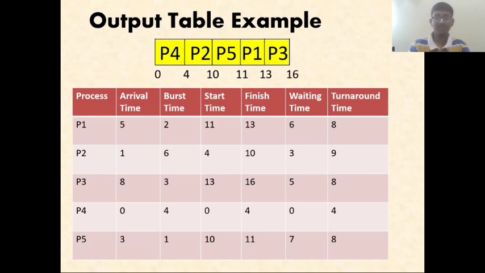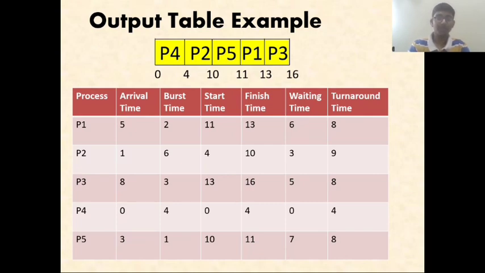Now let me discuss this table and the Gantt chart. As I already discussed, the Gantt chart always starts with process 0. So if we look at the output table, process P4's arrival time is 0. So P4 enters the Gantt chart and its burst time is 4. So P4's completion time is 4.